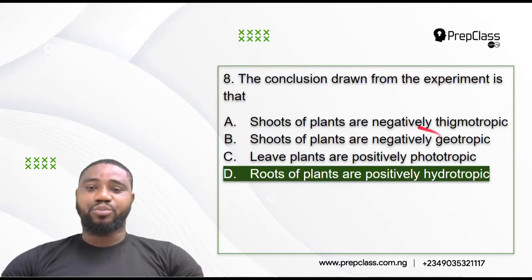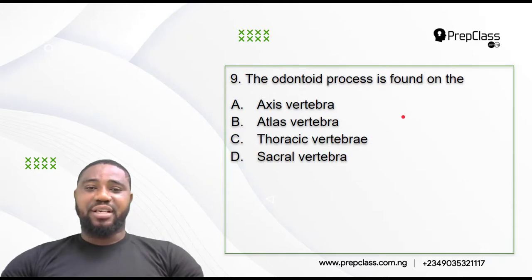That's the answer. Question 9 says the odontoid process is found on: is it the axis vertebrae? Is it the atlas vertebrae? Is it the thoracic vertebrae? Is it the sacral vertebrae?